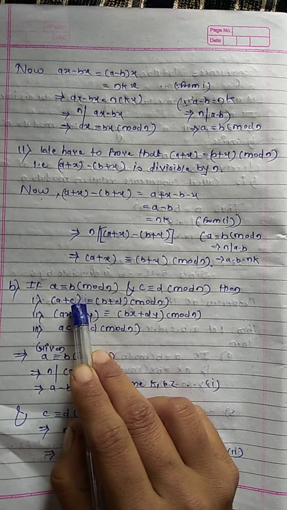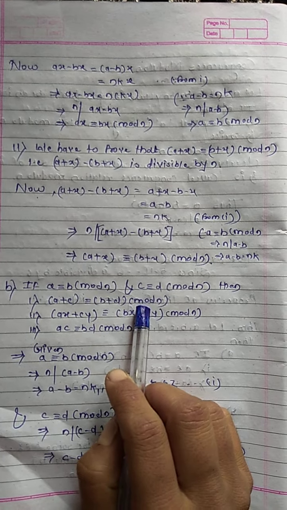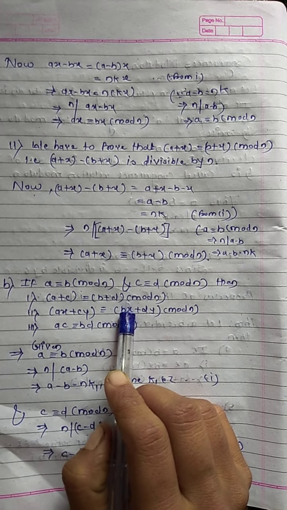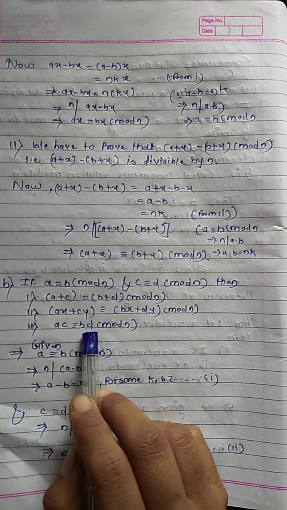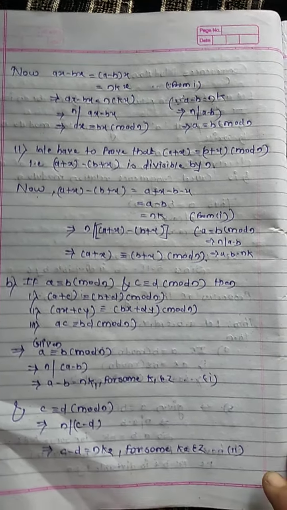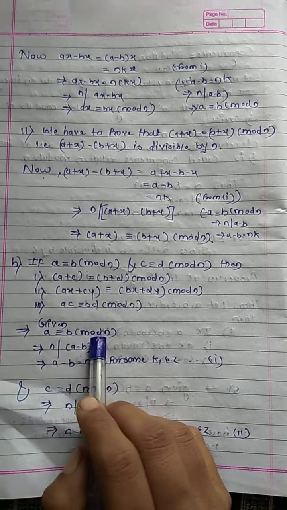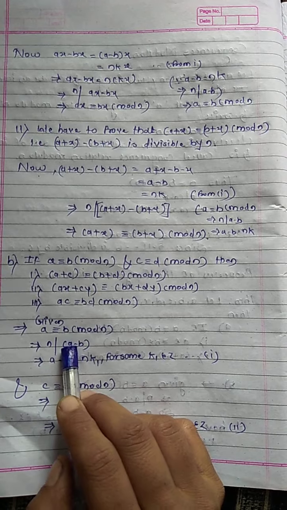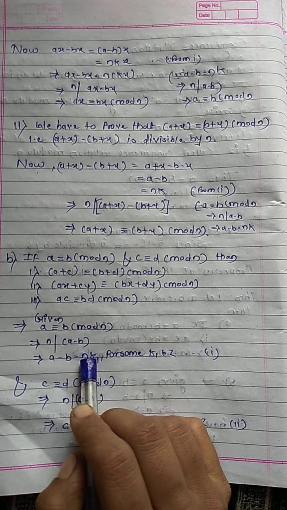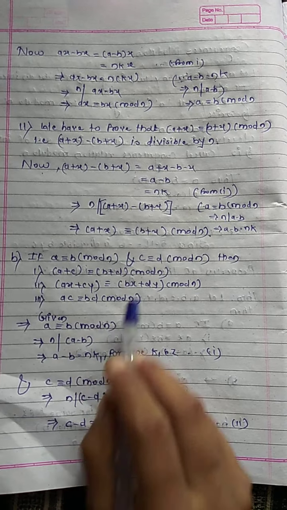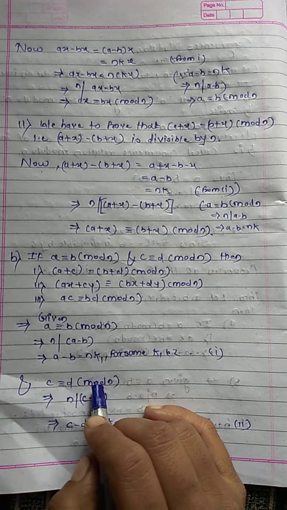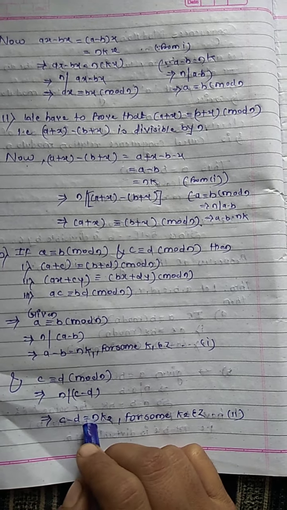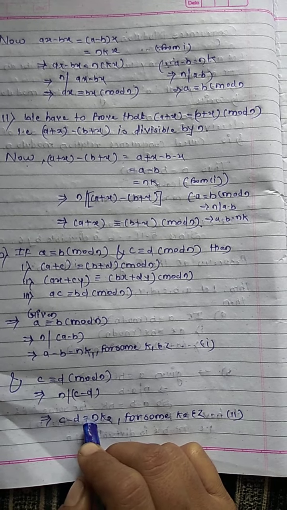Next, if a is congruent to b modulo n and c is congruent to d modulo n, we have to prove, first, that a plus c is congruent to b plus d modulo n. Second, that ax plus cy is congruent to bx plus dy modulo n. Third, ac is congruent to bd modulo n. So given a congruent to b modulo n, by the definition of congruence modulo n, n divides a minus b, so a minus b is equal to nk1 for some k1 belonging to integers. Second, c congruent to d modulo n implies n divides c minus d, so c minus d is equal to nk2 for some k2 belonging to Z.